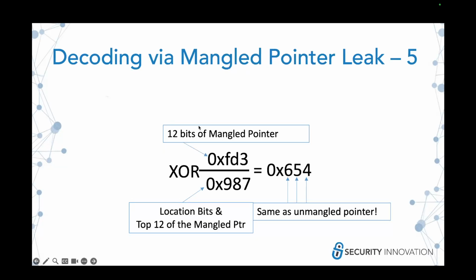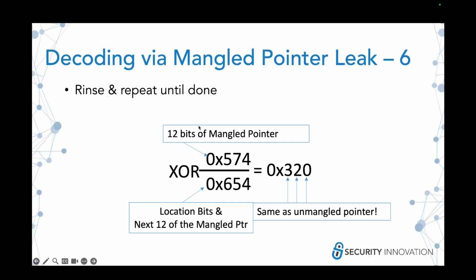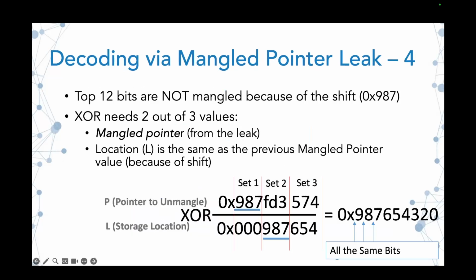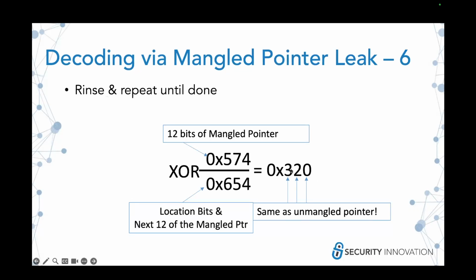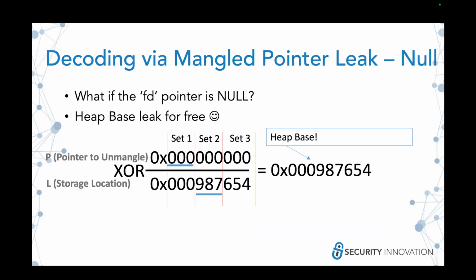So what you do is you would take the 987 and the FD3, and you know that the 654 was the one that was going to be on the set 3 right here. So now that you know what that was, you can use that 654 again, and you can do this iteratively until you've decoded the entire pointer. Like I said, with null, it's pretty nice. You just get the whole leak for free because XOR anything with itself is just going to be 0. So that makes this technique fairly trivial to do as well.